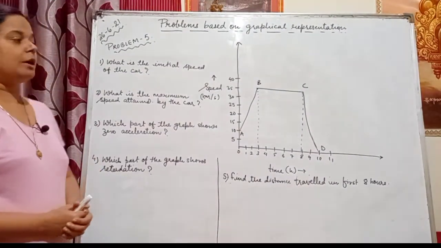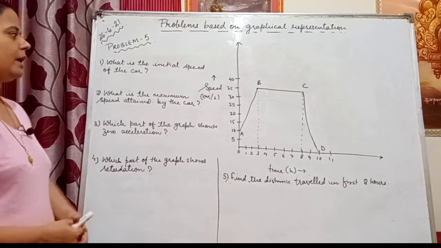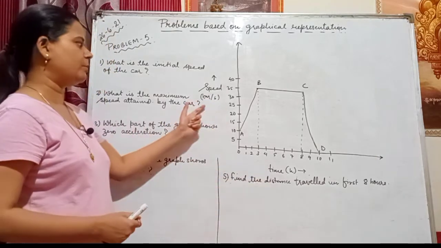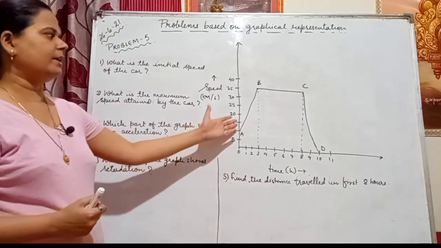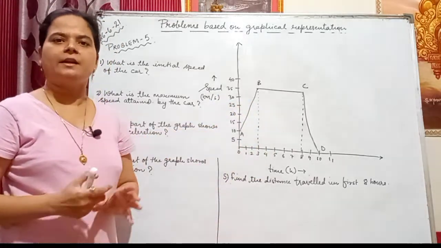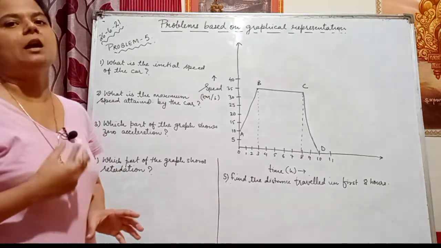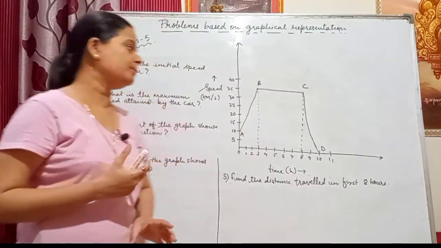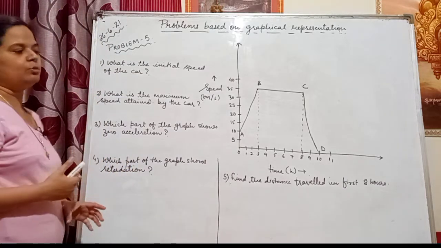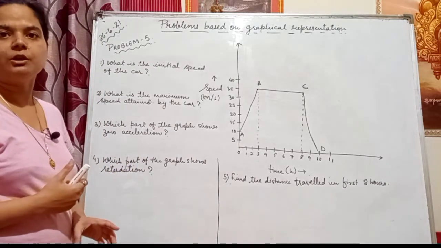So let's move to our problem number 5. Here again we have a speed-time graph. Speed is given in kilometer per hour, whereas time is given in hours. You can try to analyze the graph, which part is representing what type of motion. Now let us answer the questions based on the given graph.